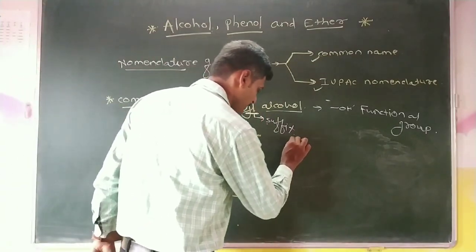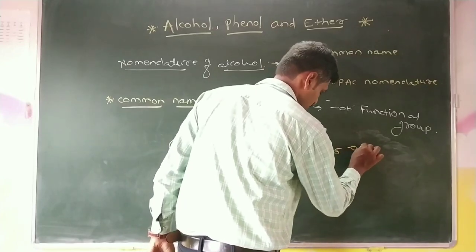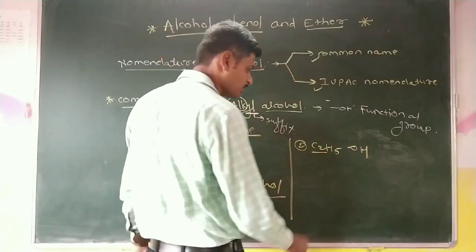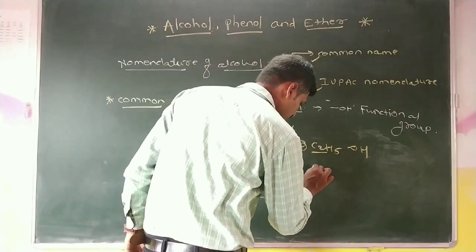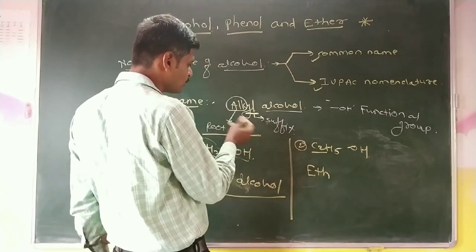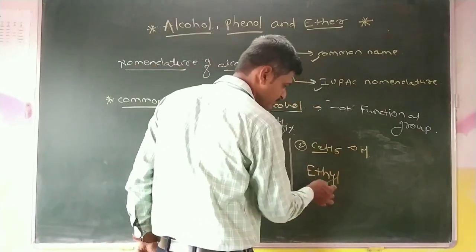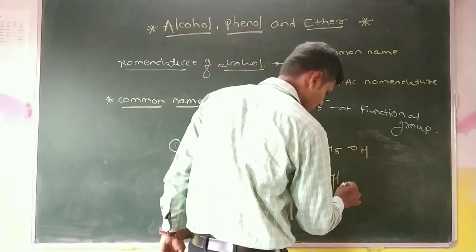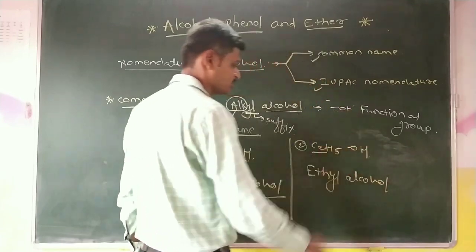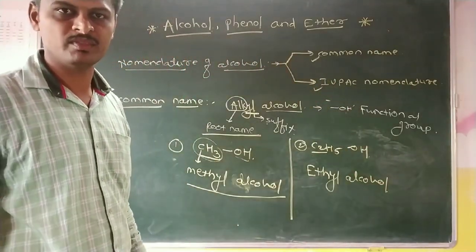And the second example, C2H5OH. In this example, two carbon atoms are present. The two carbon group name is eth. After the group name, yl is used as a suffix. Therefore, this C2H5 is named as ethyl. After that, the hydroxyl group represents the alcohol. Therefore, this is named as ethyl alcohol. Okay, guys.